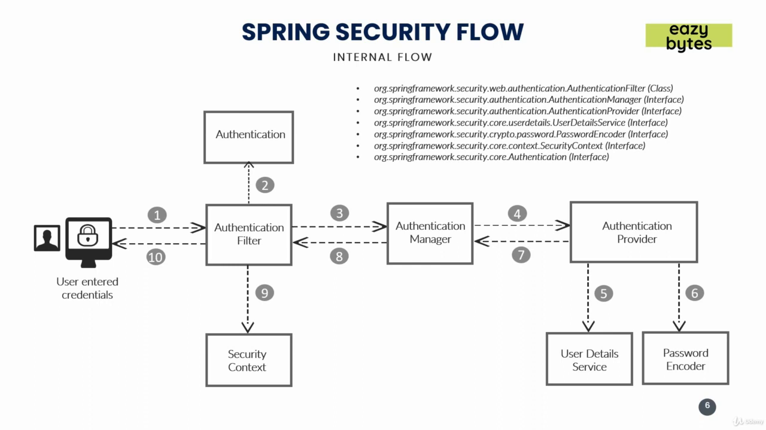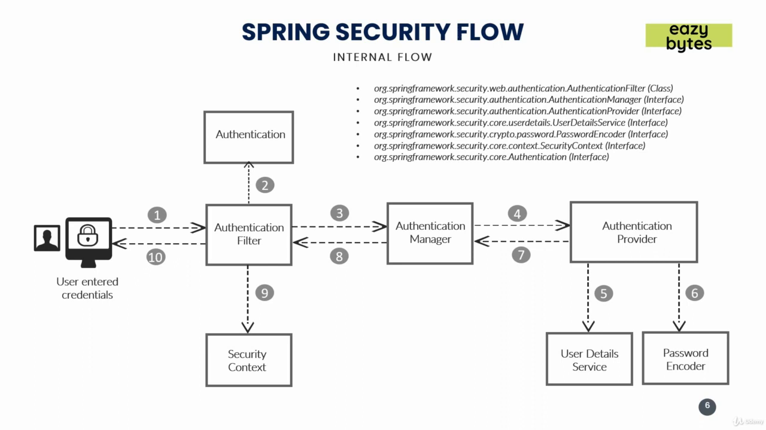Once it intercepts the request, it will try to convert whatever authentication details we are receiving from the user, like username and password, into an authentication object. This authentication object is the base where all the validation of user credentials will happen in the further steps. Once that authentication object is built, the request will be passed to the authentication manager.